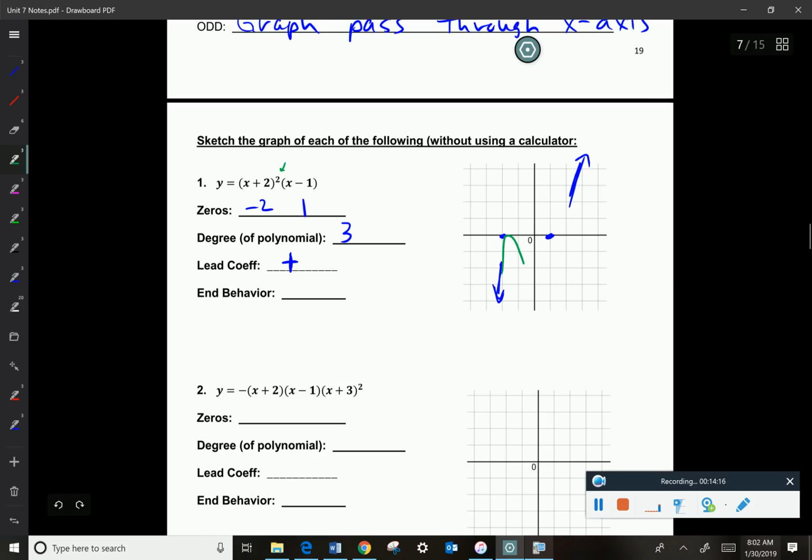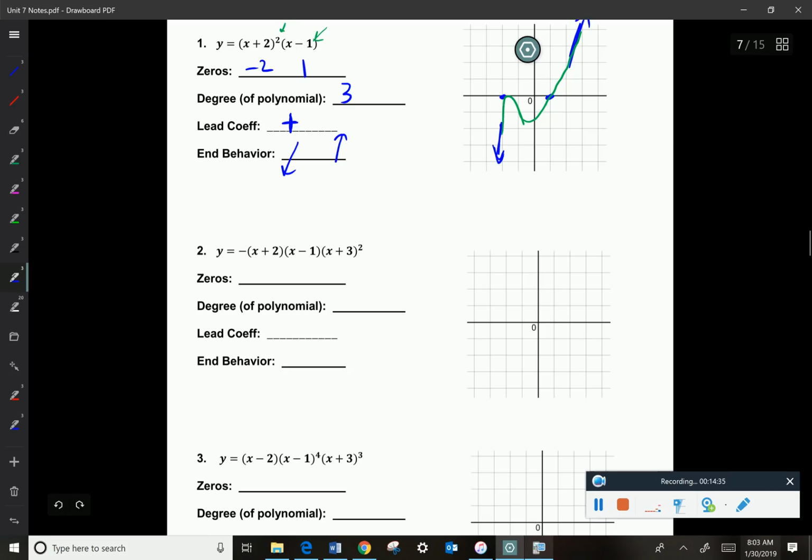But then this one, where it had an odd multiplicity, the exponent is 1, it's going to actually pass through, which makes sense because in order for it to head up to where I had the end behavior, it's got to fit that way. Okay? So for the end behavior, if you want to actually write something in that blank, basically we said it was down on the left and up on the right. Okay, so look at number 2.